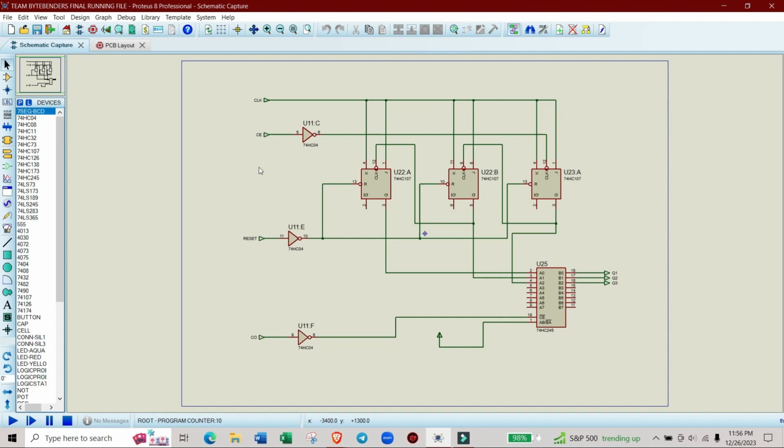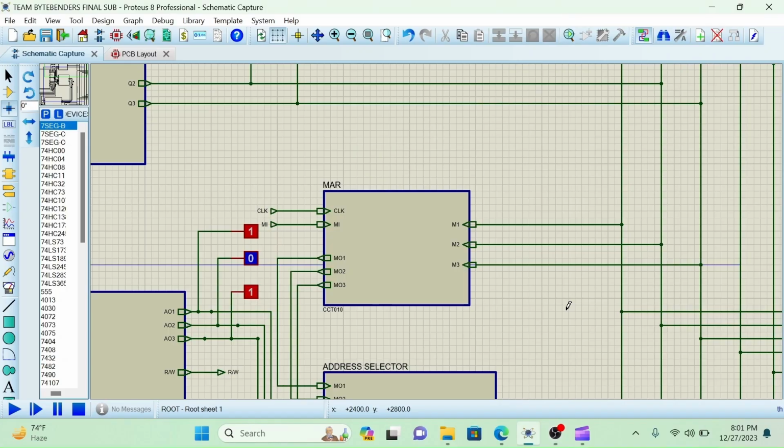The reset pin is connected with each of the flip-flops, and the counter output is connected with the CE pin of the 74AC245 IC. The output is coming from B0, B1 and B2, which are Q1, Q2 and Q3, which eventually goes to the bus. Now we're going to know about the MAR or memory address register of our 6-bit computer.